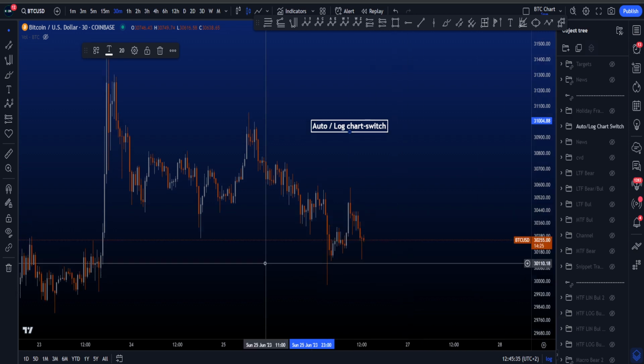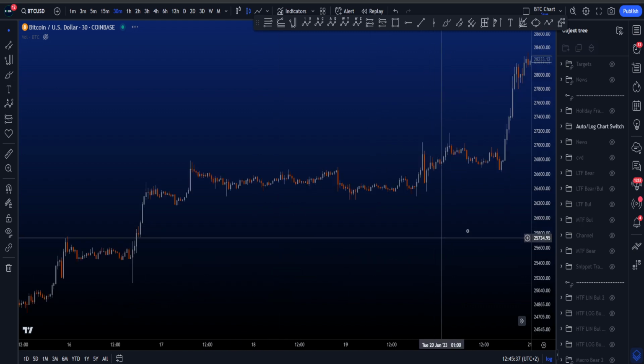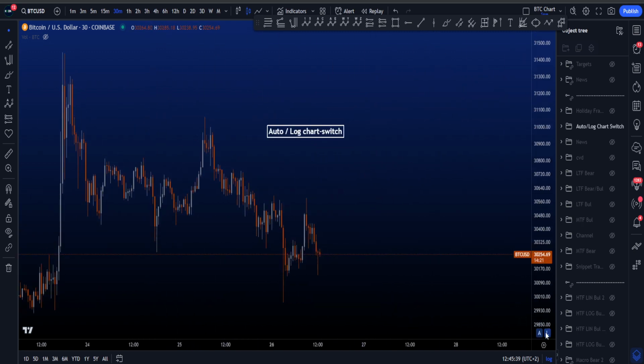You can click on auto, and then again you can scroll, and it just keeps its eye on the chart basically. And you have the L for logarithmic. So this is where the auto and logarithmic has gone.